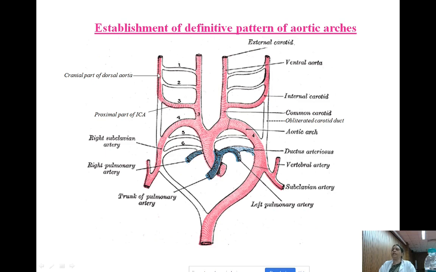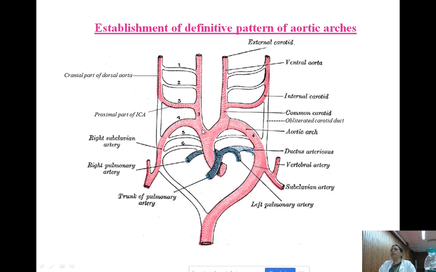The rest of the internal carotid artery is formed by the cranial part of the dorsal aorta, and this is the internal carotid artery, and this is the external carotid artery. The external carotid artery is the continuation of the ventral aorta, or you can say the continuation of the horn of the ventral aorta, the ventral horn and the dorsal horn.